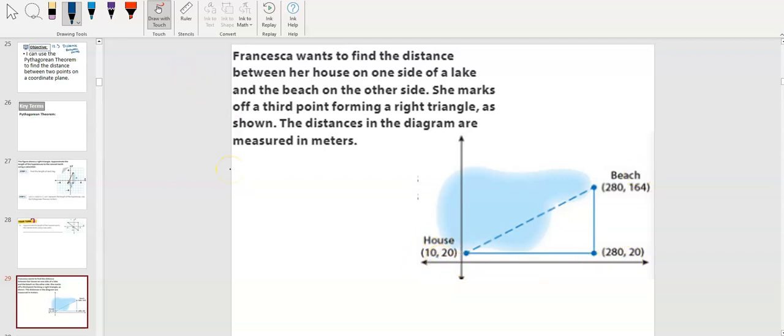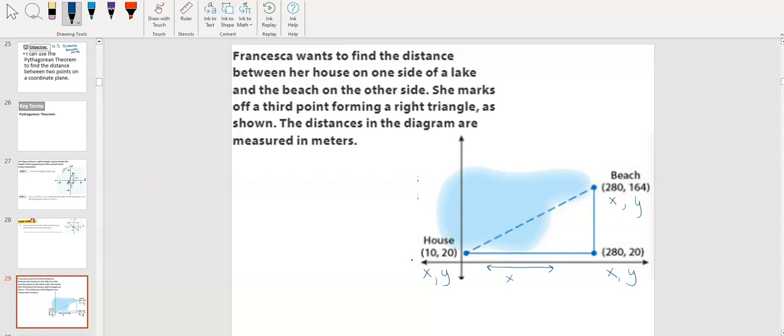So Francesca wants to find the distance between her house on one side of a lake and the beach on the other. She marks a third point forming a right triangle as shown, and the distances are measured in meters. As a reminder, our points here are x and y. To find the distance between 2 points, I need to know, am I on the x or the y axis? Because I'm going horizontally, I am looking at the change in x.